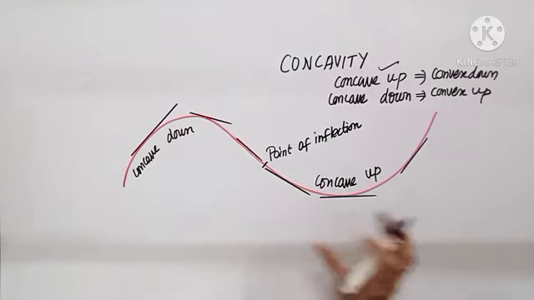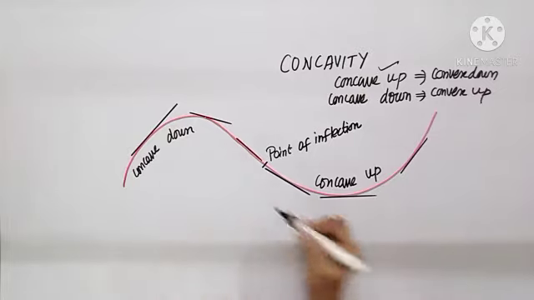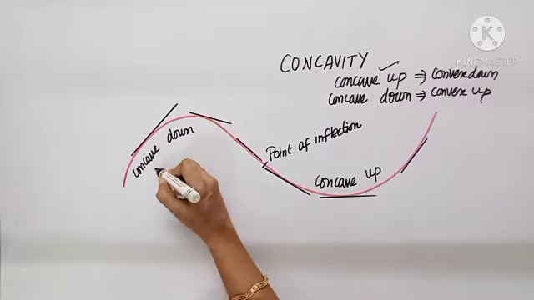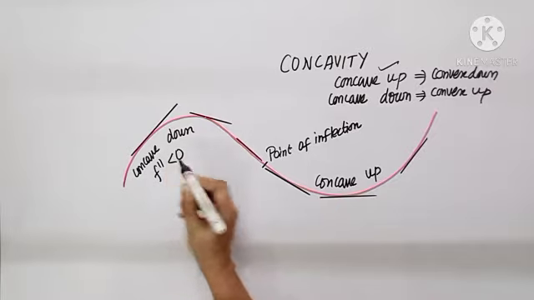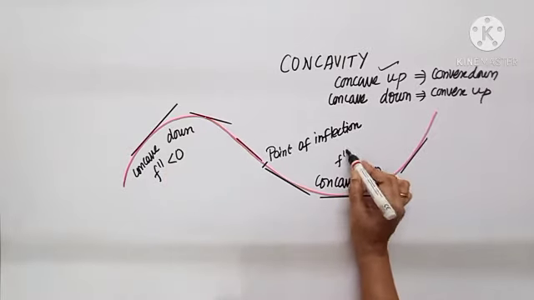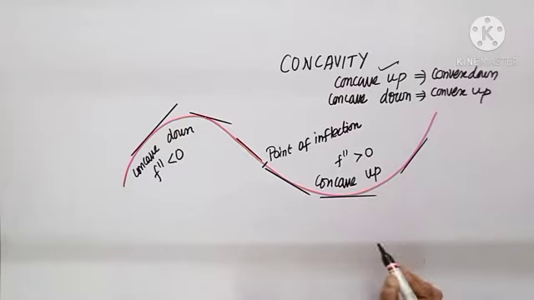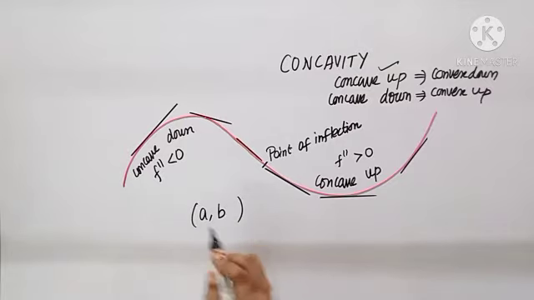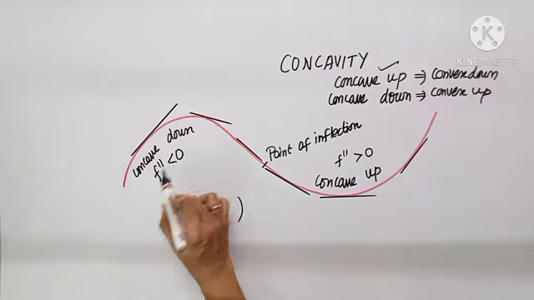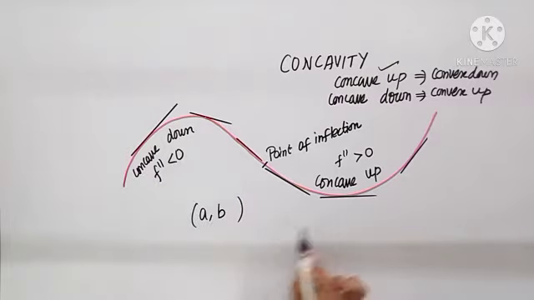If you are given an equation, without even drawing, I can guess whether the curve is up or down using the criteria: f double dash less than 0 tells me concave down. f double dash greater than 0 tells me concave up. So in an open interval, say AB, find out f double dash. If it is below 0, it is concave down. If it is above 0, it is concave up.